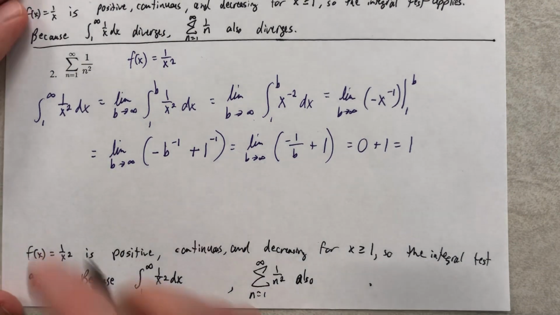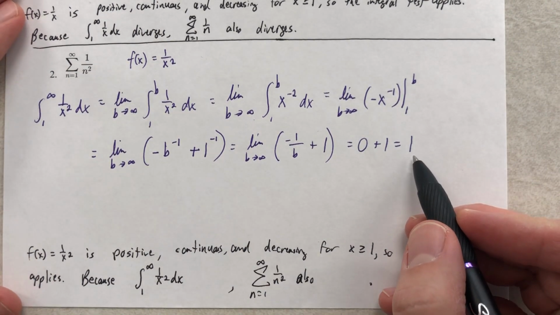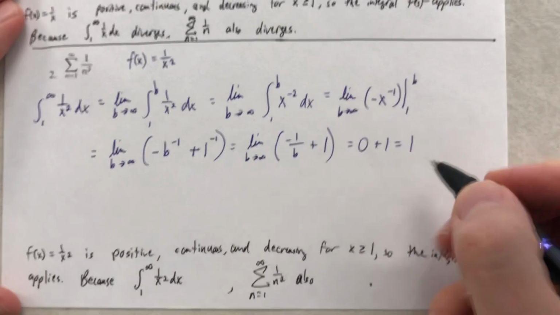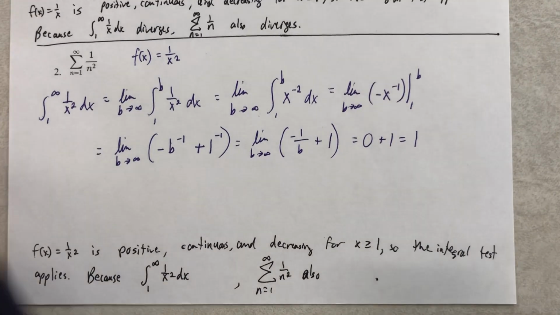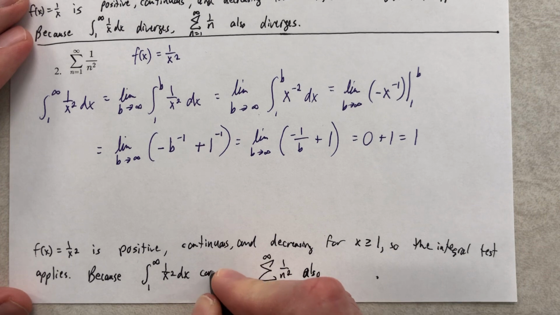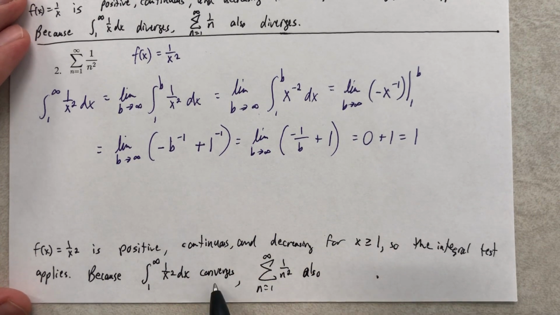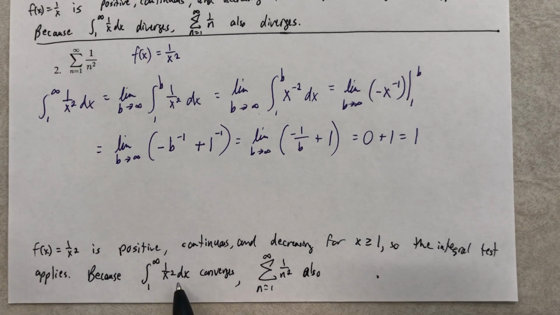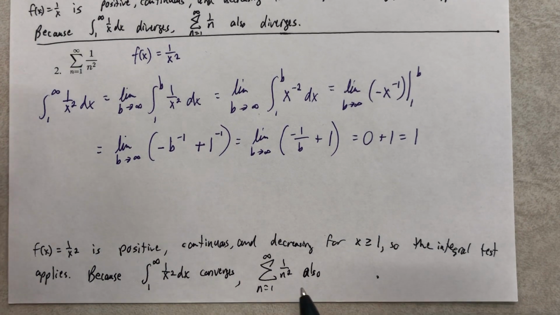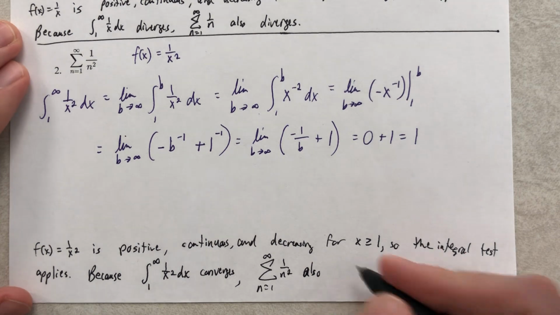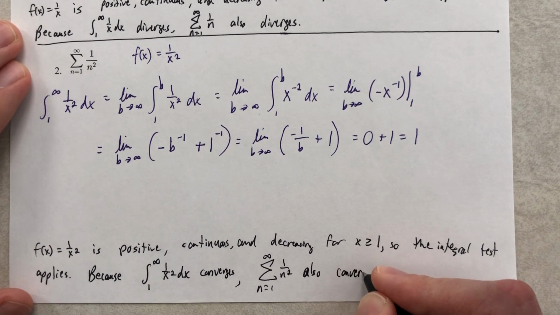But here's the deal. I got 1, I didn't get infinity. Because I got a number, the series converges. Because the integral converges, its corresponding series also converges.